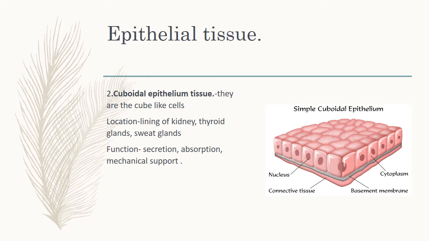The second type is cuboidal epithelial tissue. They are cube-like cells. They are found in the lining of kidney, thyroid glands, and sweat glands. Their main function is to provide mechanical support, secretion, and absorption.